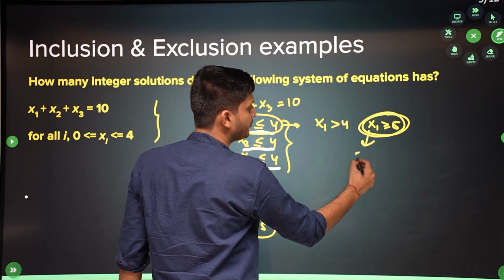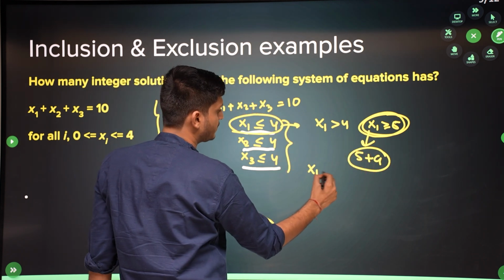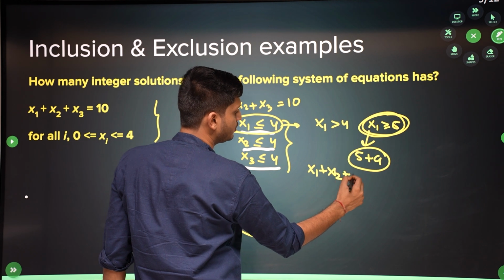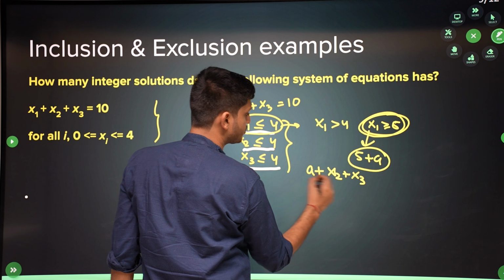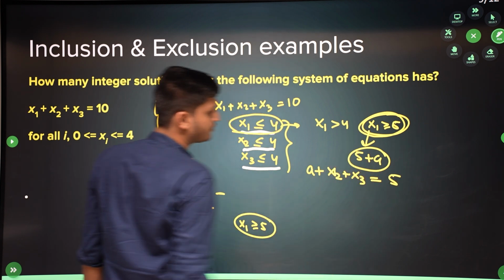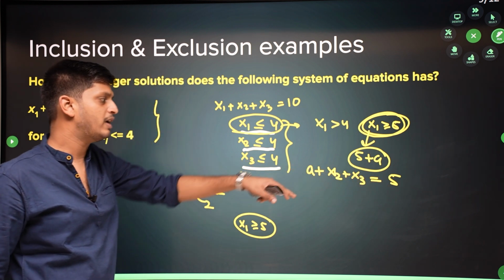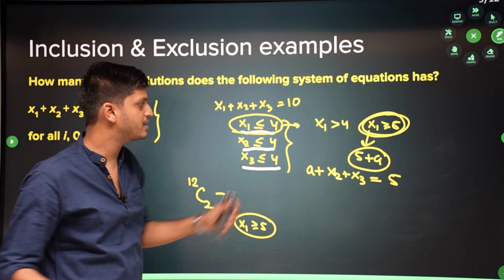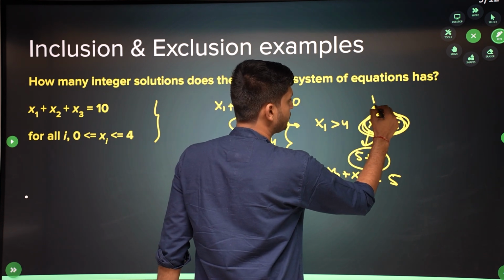Write x1 as 5 plus a. So the equation becomes a plus x2 plus x3 plus 5 is equal to 10. The 5 goes to the other side, so the equation becomes a plus x2 plus x3 is equal to 5. Now a, x2, x3 can be anything. I am just solving for this, since x1 has to be greater than or equal to 5, so I write x1 as 5 plus a.